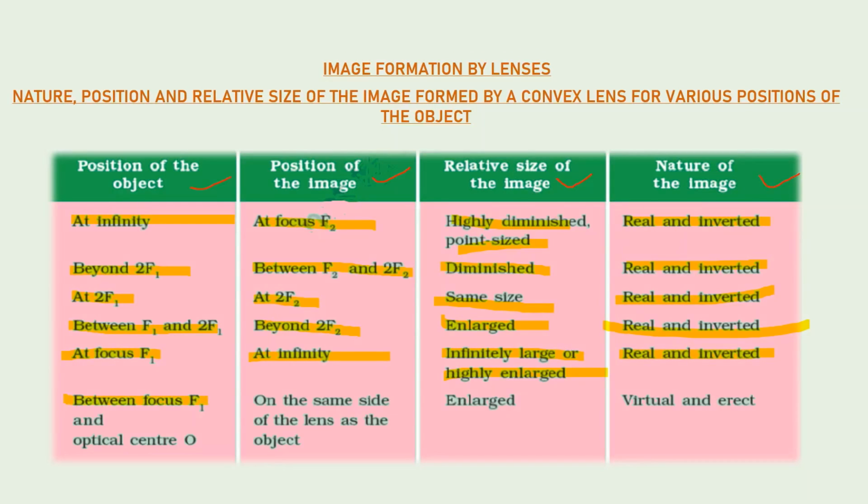When the object is between focus and optical center, then image will be formed on the same side of the lens as that of object. It will be enlarged, virtual and erect. So a convex lens can form real image as well as virtual image.